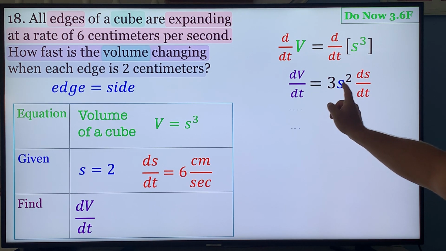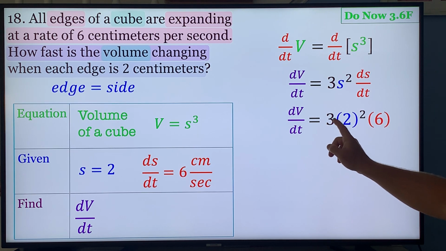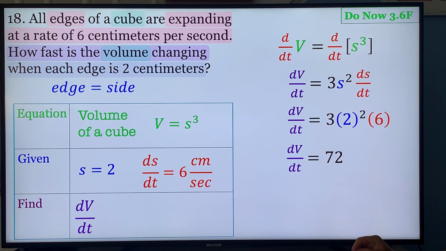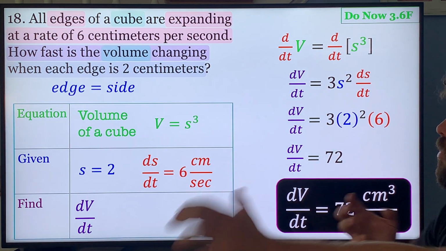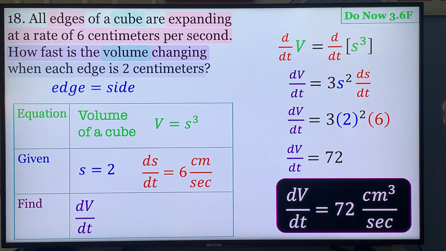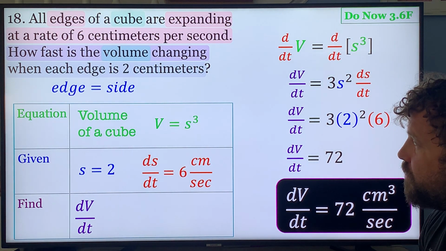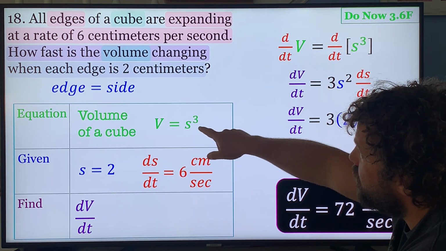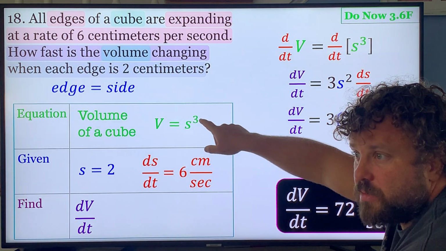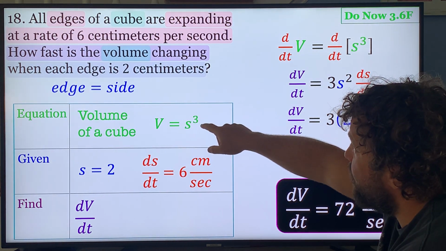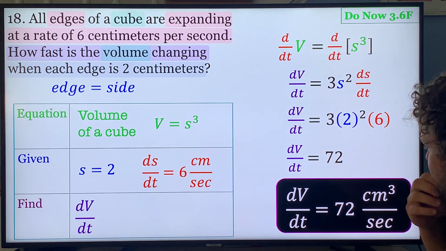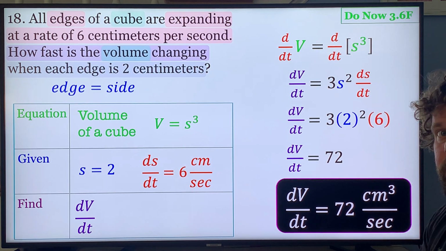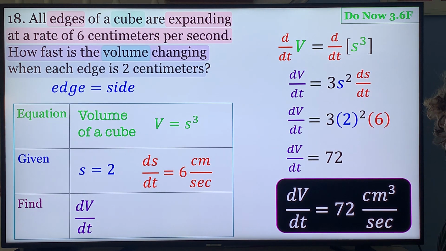Don't know what that is. s is 2. This is 6. 3 times 4 times 6 is 72. It's expanding at 72 cubic centimeters per second. It's because it's expanding in all different directions. It means it's really expanding. Just think, the volume when this is 2 is 2 cubed, 2 times 2 is 4 times 2 is 8. But say the volume after a second, it would be 8 times 8 times 8. So it would be 64 times 8, which is like, I don't know, like 500. It'd be a big number. All right? We all good? Yes? No?